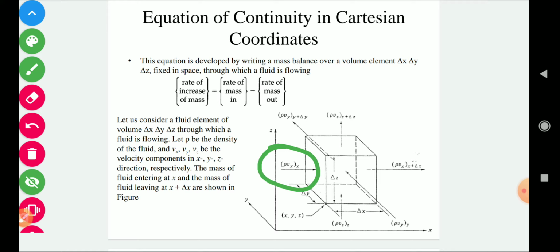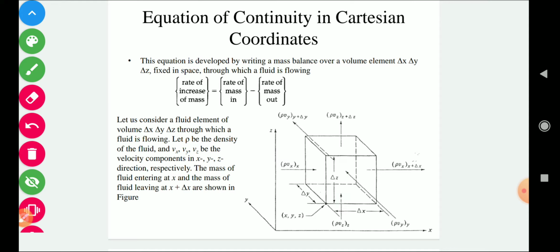The unit of rho is kg per meter cube and the unit of velocity is meter per second, and if we multiply it by its surface area, which is the cross sectional area, equal to delta y multiplied by delta z, this will give the mass flow rate. Its unit is kg per meter cube into meter per second into meter square. So the meter cube will cancel out and finally we have kg per second. So this is equivalent to mass flow rate.